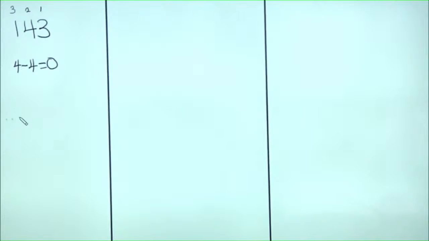956. Let's check if this number is divisible by 11. Let's position the numbers. So we start from the right. We have the first, second, and the third. Let's identify the digits at the odd places. We have 6 and then 9. Let's add them. 6 plus 9 will give us 15. Let's write the 15.